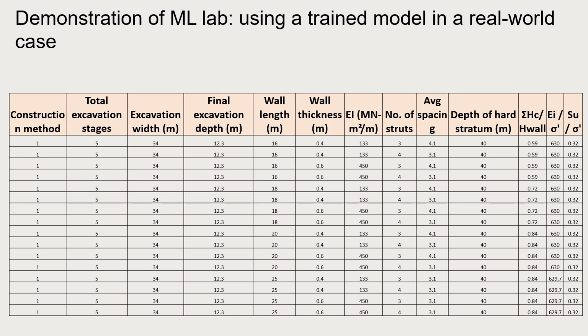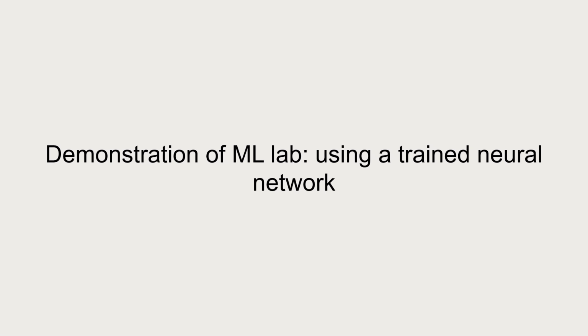So for example, my first column was construction method. Here, my first column should always be construction method, and so on. Excavation stage is the second in my training, so it should be the second in my application here. Now I'll open the program again to see how to use the saved neural network for the prediction.